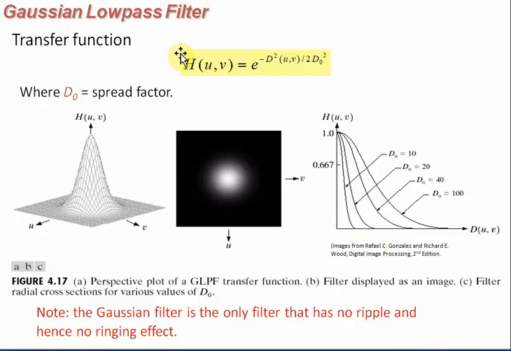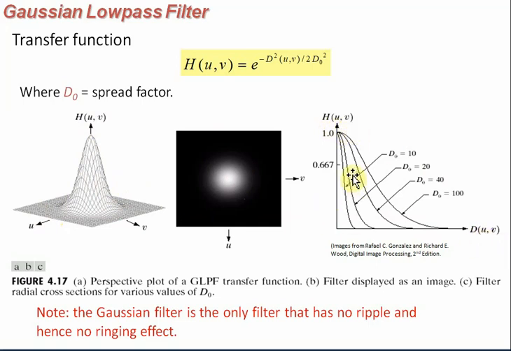Gaussian low pass filter. Here the transfer function is H(u,v) = e^(-D²(u,v) / 2D0²). Let us consider D0 as the radius or spread factor. Now observe a graph. It is almost similar to Butterworth, but a small variation is there. Observe. This one is the image for the filter, and this is the graph between H(u,v) and D(u,v).